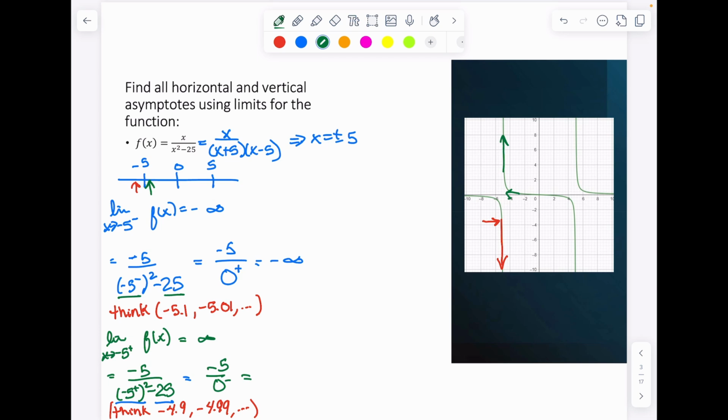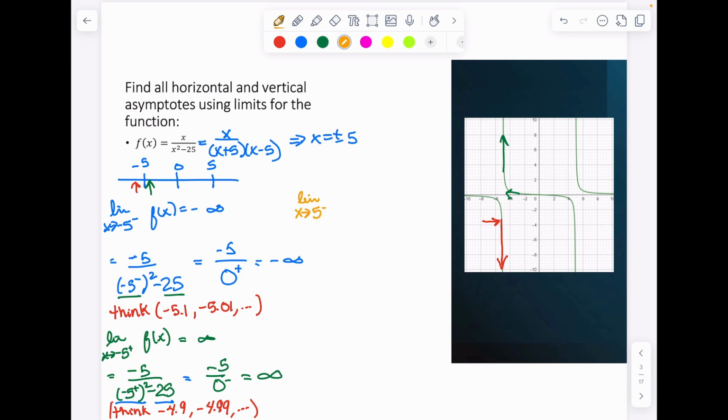In this case, I have a really, really small number being divided into -5. How many times is that going to go in? Well, it's going to go in a lot of times. So this is going to be positive infinity, which is once again what we thought we would find just based on the graph.